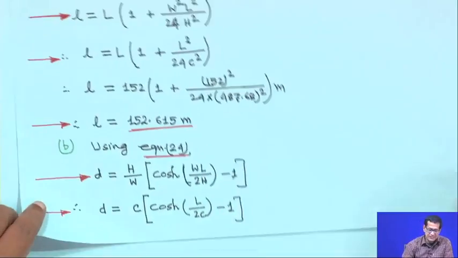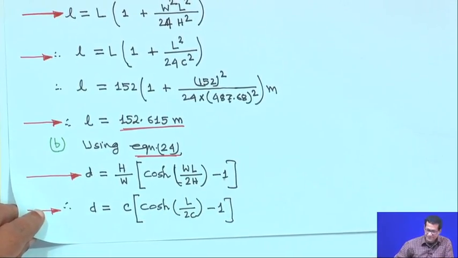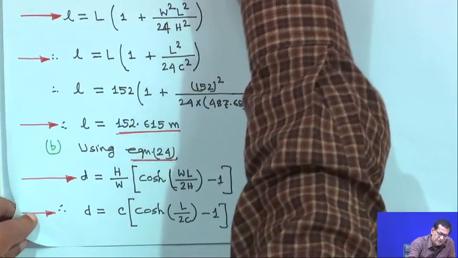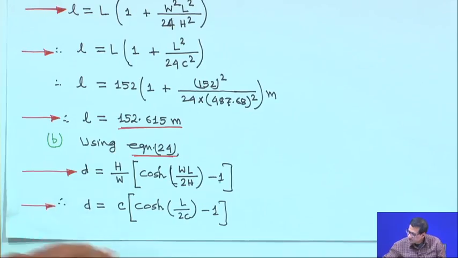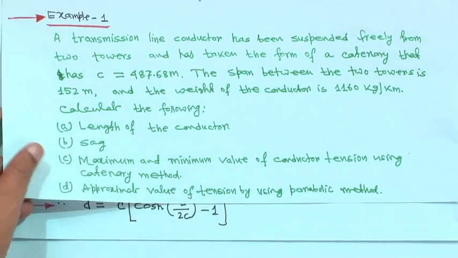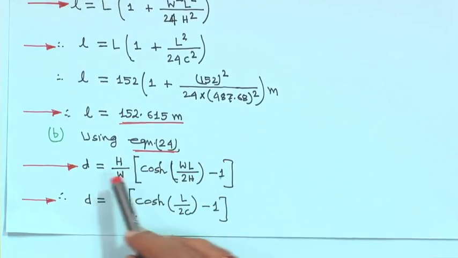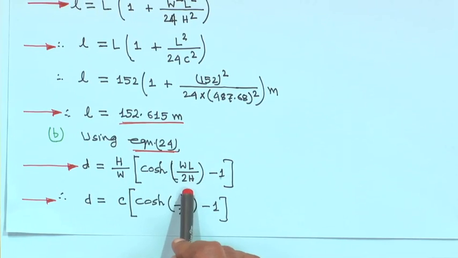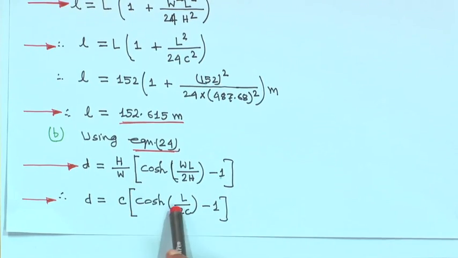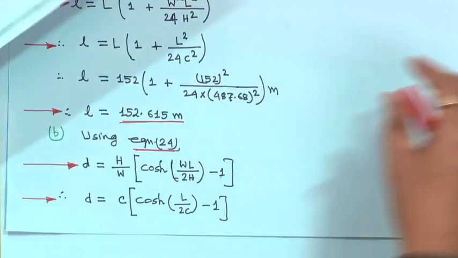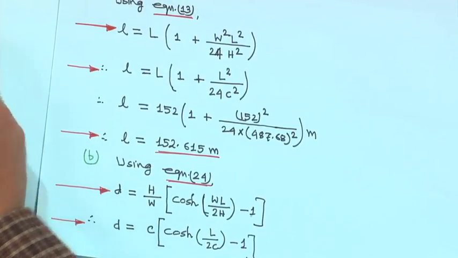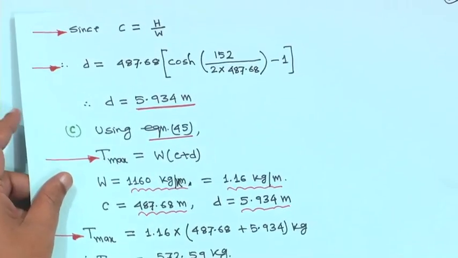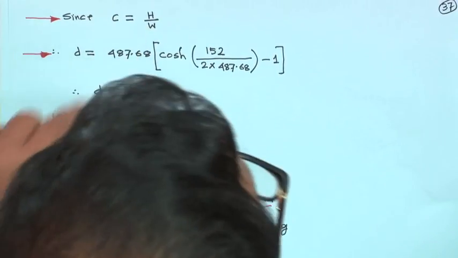Next is using equation 24, because next is part B, right. In part B, you have to find out the sag. Using equation 24, d is equal to h upon w into cos hyperbolic w l upon 2 h minus 1. Here h upon w is c, so the ratio h by w is replaced by c: d is equal to c into cos hyperbolic capital L by 2 c minus 1, right. That means if you substitute all the data, since c is equal to h by w, I have written here, once again, c is 487.68.